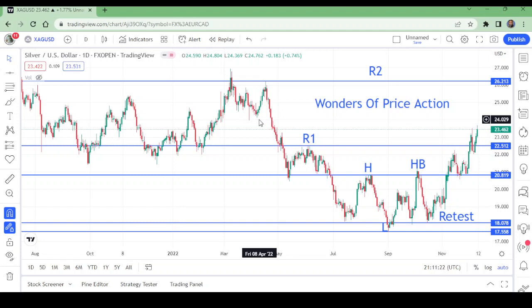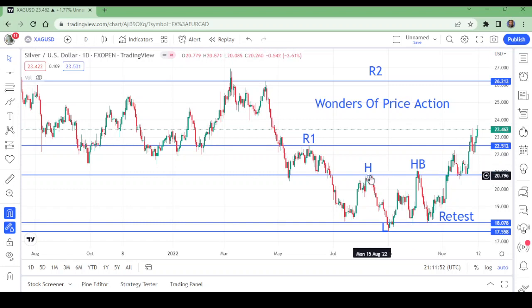This is the chart of silver. This is the daily time frame. This was the low of the market, and before this low this was the previous high. After this high, the market came downward up to this low. After this low, the market came to this level and went up and broke this high.